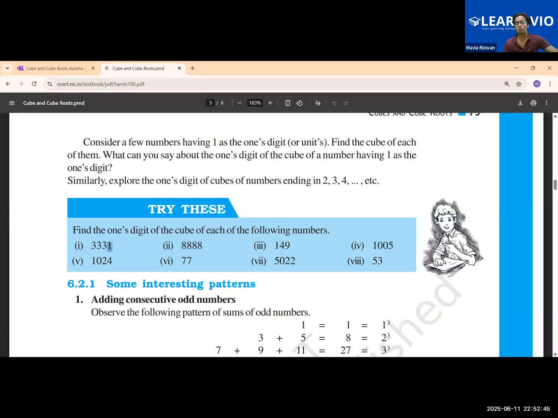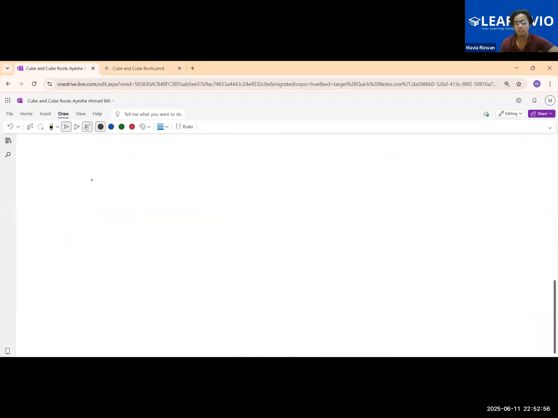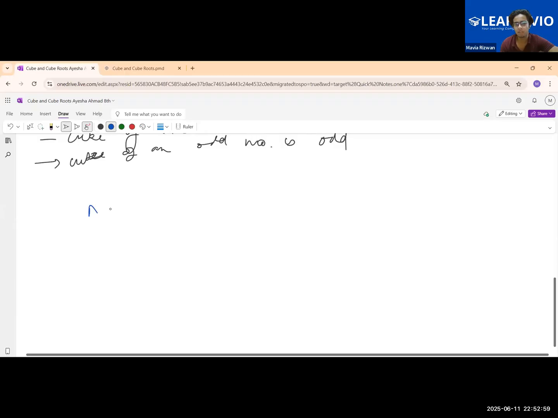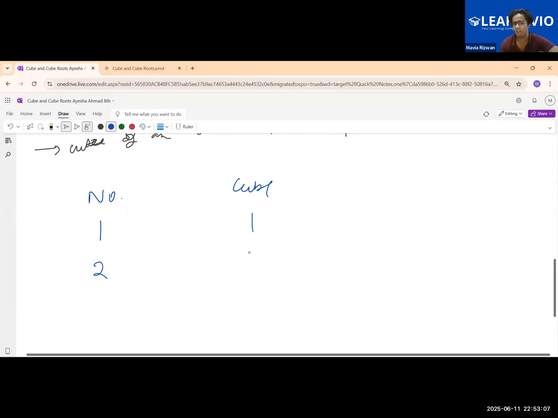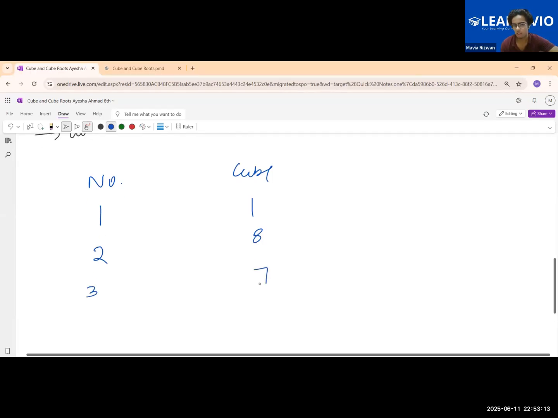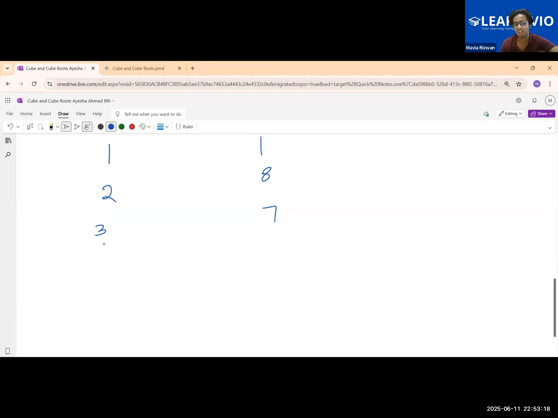See, what is one cube? No, not 9, Aisha. That was for squares and square roots. Here, if a number is ending with 1, its cube would end with 1. If a number is ending with 2, its cube would end with 8, because 2 cubed is 8. If a number is ending with 3, its cube would end with 7, because 3 cubed is 27. Got it, Aisha? The cube would end with 7.